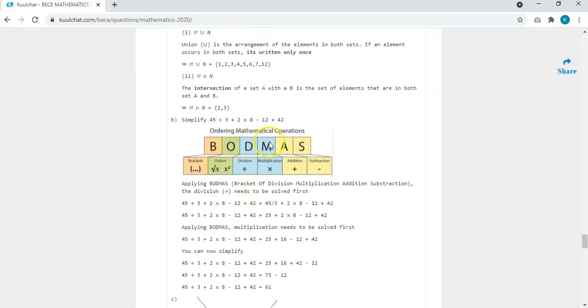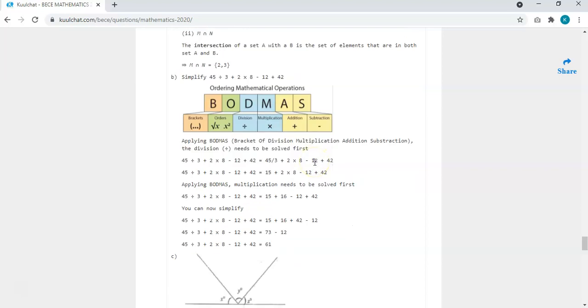Okay, so BODMAS: brackets, orders, division, multiplication, addition, and subtraction. Okay, so if you have a square or a square root, you need to solve them. That's the O. So applying BODMAS, here is supposed to be orders. Okay, so in the list of them, you have division, you have multiplication, you have subtraction, you have addition. Okay, so in the list of these operators, we have D as the first one, which is division. So we solve for this one.